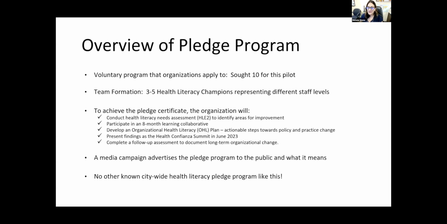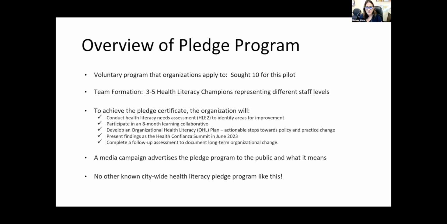So it was open to any organization. We were hoping we would get a mix of both clinical and non-clinical, and we did. So we actually got 3 clinical and 7 non-traditional health organizations, which included a couple of community centers, some housing programs, an HIV support group, and even a large public university here in San Antonio. The senior leader at the organization provided a letter of support. So we knew that we had their buy-in from the beginning, and that's really critical.